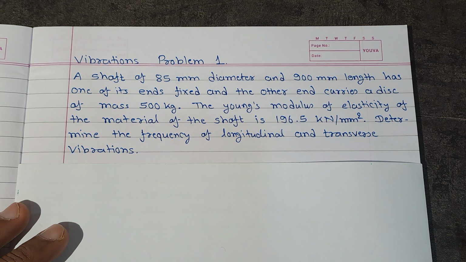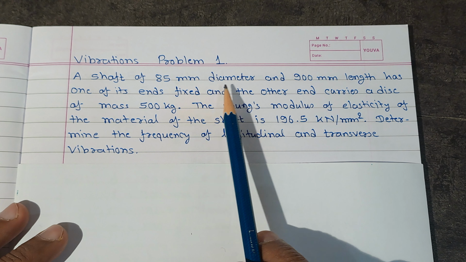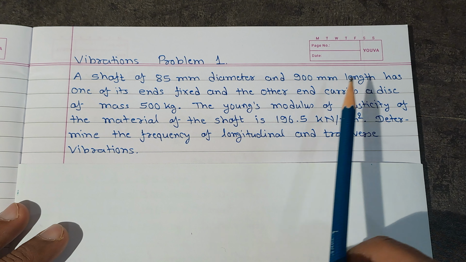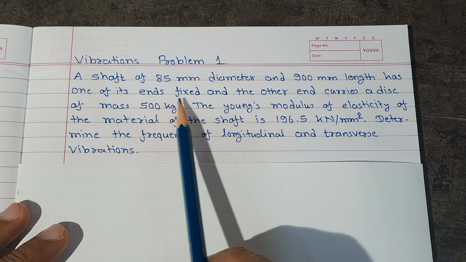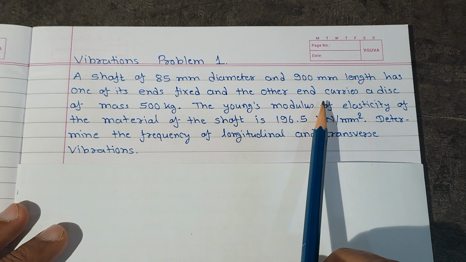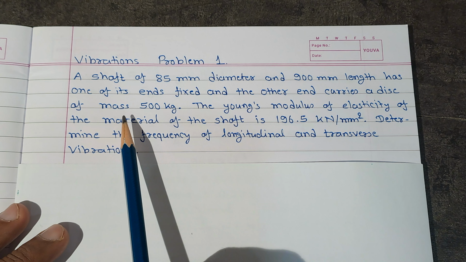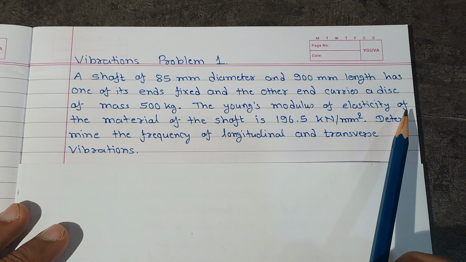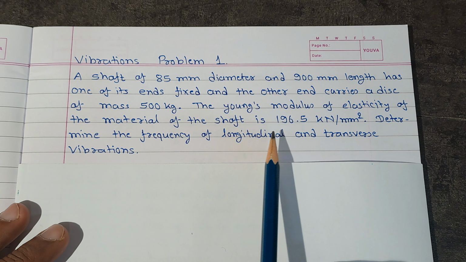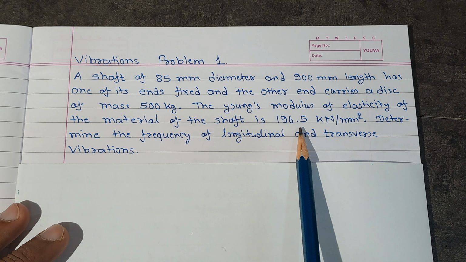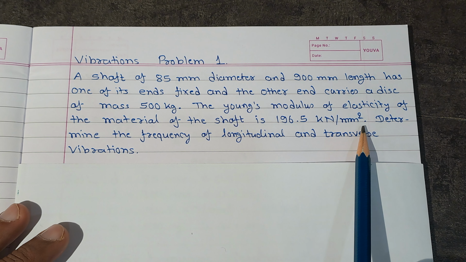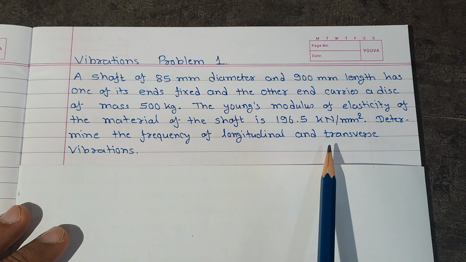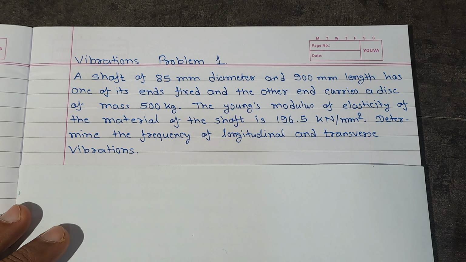A shaft of 85 millimeter diameter and 900 millimeter length has one of its ends fixed and the other end carries a disc of mass 500 kg. The Young's modulus of elasticity of the material of the shaft is 196.5 kN per millimeter square. Determine the frequency of longitudinal and transverse vibration.